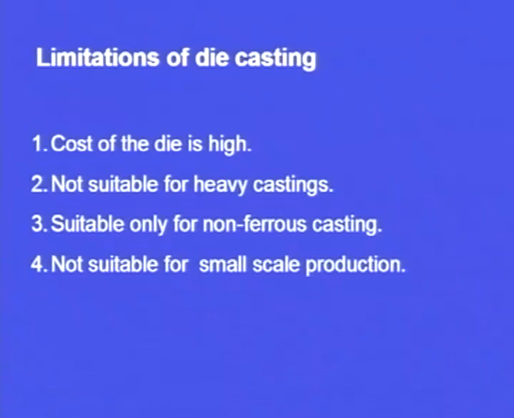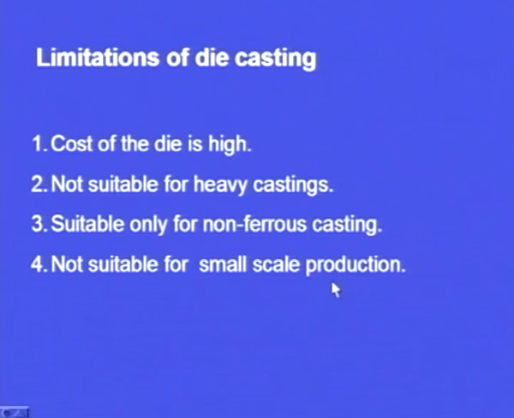In the case of the conventional sand castings, size is the flexibility. We can make small castings, we can make medium size castings, we can make very big castings. That is the big advantage of the conventional sand casting process. But here we can make only small castings and medium size castings. And this process is suitable only for non-ferrous castings, like making aluminum castings. We can use this process, and this is not suitable for small scale production.